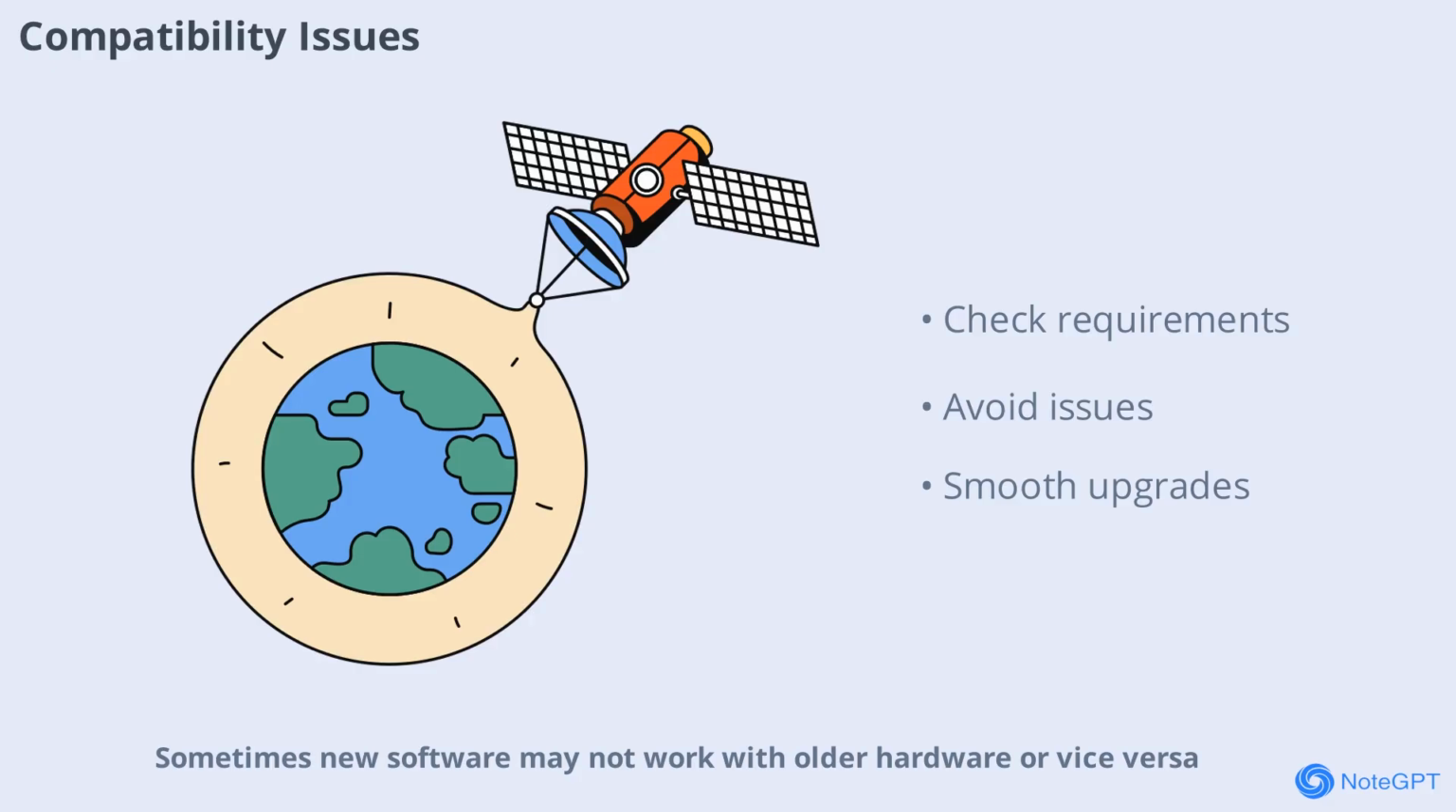Sometimes, new software may not work with older hardware or vice versa. Compatibility issues can prevent you from installing the latest programs or using new devices. It's important to check system requirements before upgrading either hardware or software to ensure everything works together smoothly.